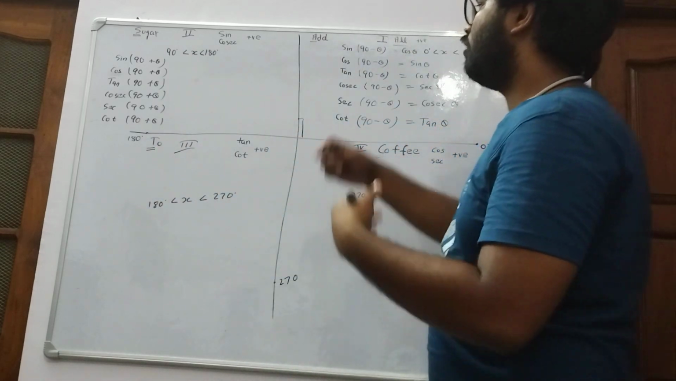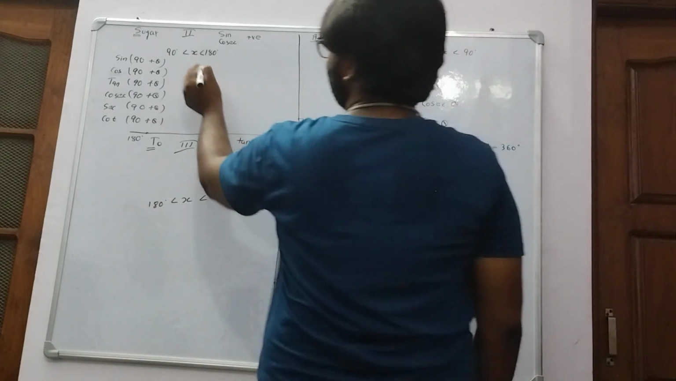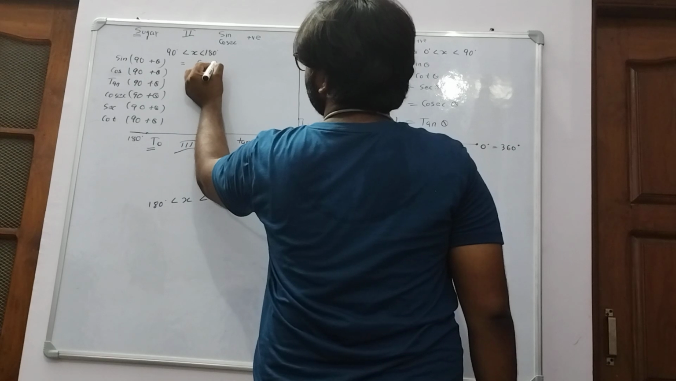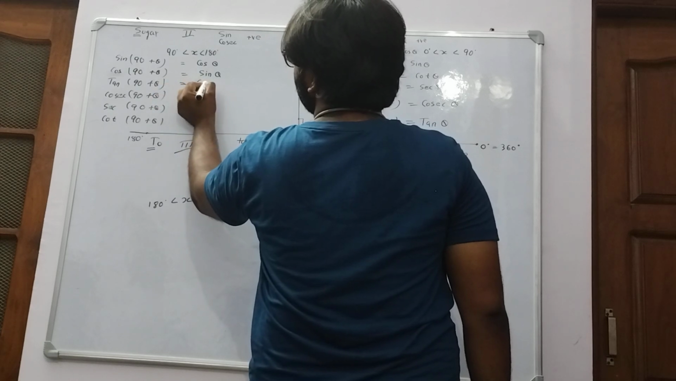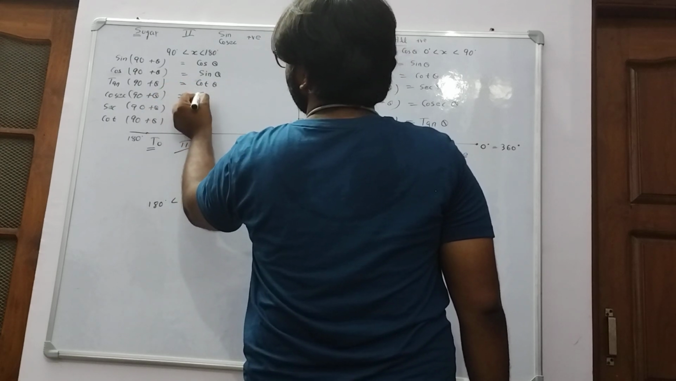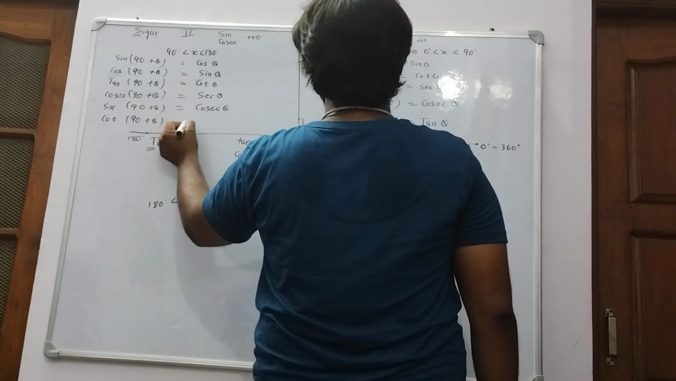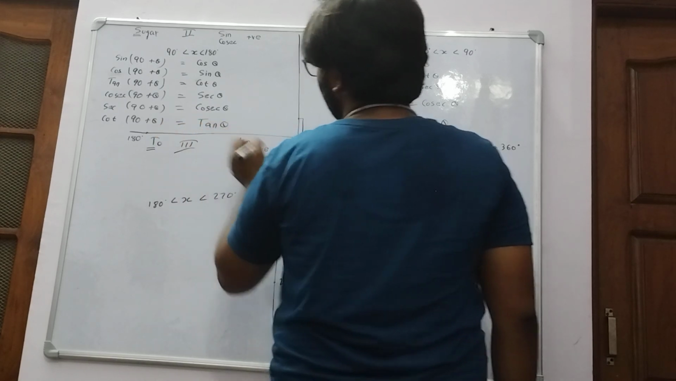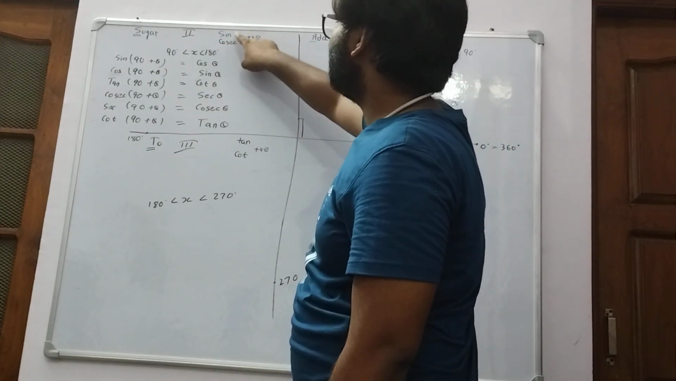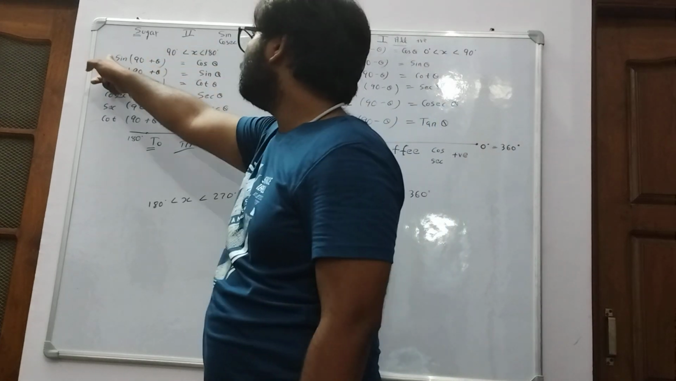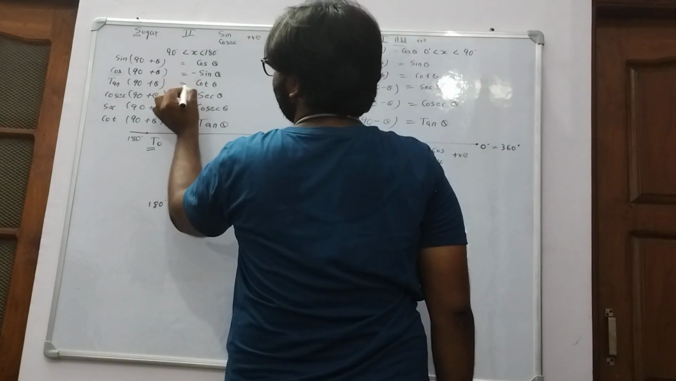Now, sin 90 plus theta, as I have already told, the reciprocal of the sine will be cos in the quadrant concept. So sin 90 plus theta will be cos theta, cos 90 plus theta will be sin theta, tan 90 plus theta will be cot theta, cosec 90 plus theta will be sec theta, sec 90 plus theta will be cosec theta, and cot 90 plus theta will be tan theta. But as I have already mentioned earlier, in the second quadrant only sine and cosec are positive, right? So all the other answers would be negative.